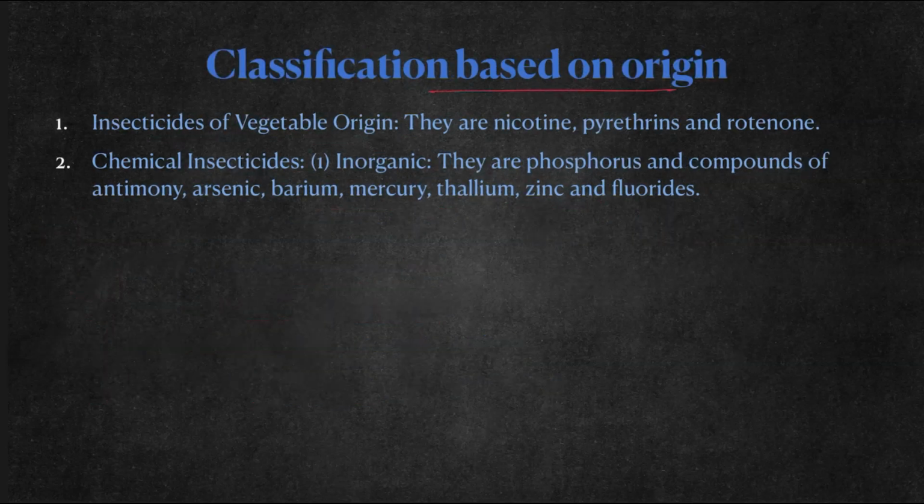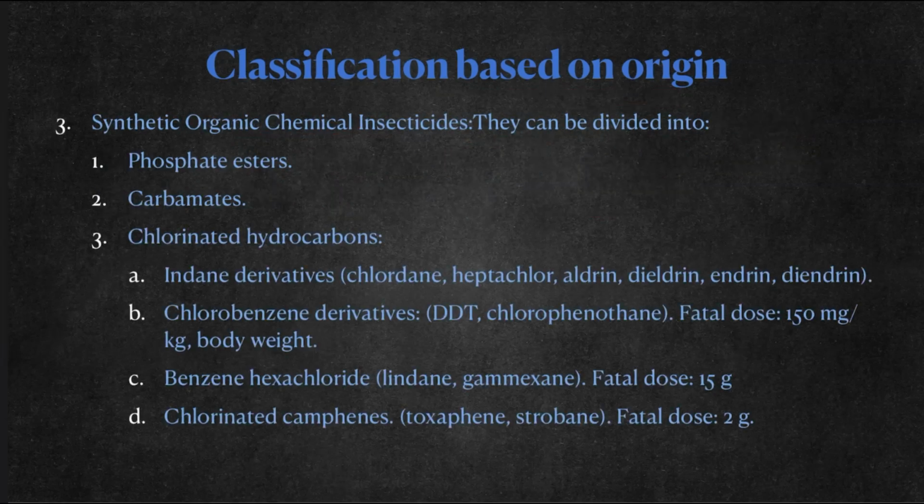Coming to classification based on origin, agricultural insecticides of vegetable origin include nicotine, pyrethrins or rotenone. Then chemical insecticides, among them inorganic chemicals like phosphorus and compounds of antimony, arsenic, barium, mercury, thallium, zinc, and fluorides. Then synthetic origin includes phosphate esters, mainly the organophosphorus compounds. Among them there are also aryl and alkyl phosphates, which are poisonous. Then carbamates, then chlorinated hydrocarbons.